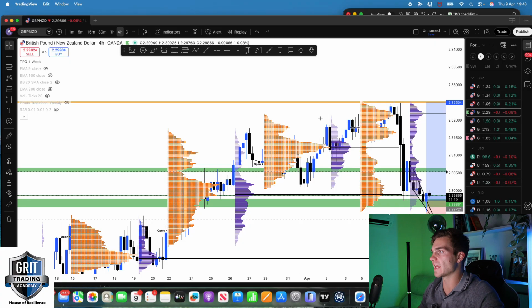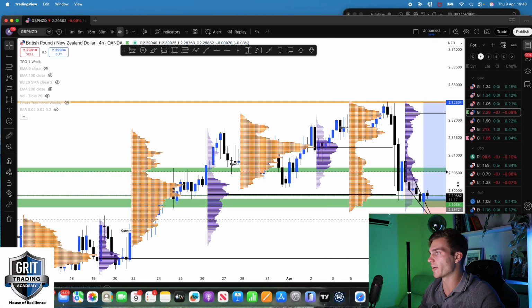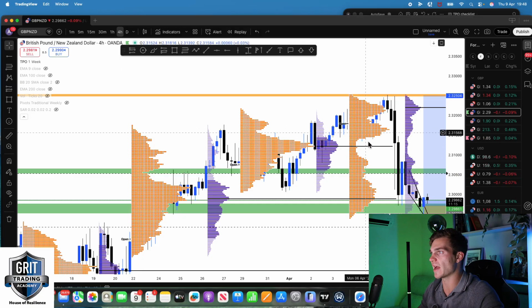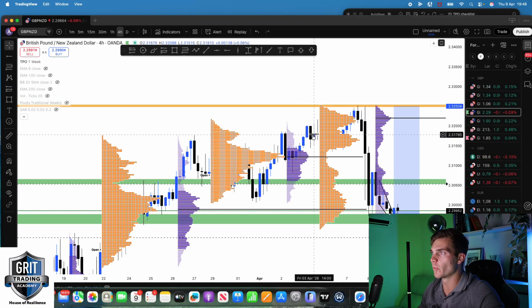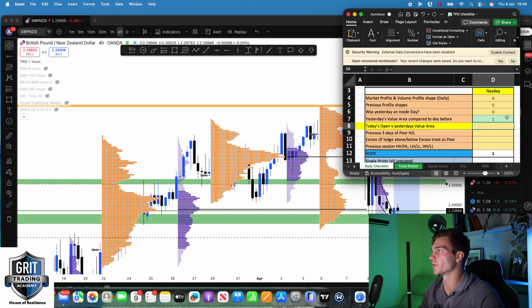Then we're looking at today's open compared to the value area. So this is the only time that we look at the current week's profile. We can see that it did open above the value area. So that also goes down as a +1.